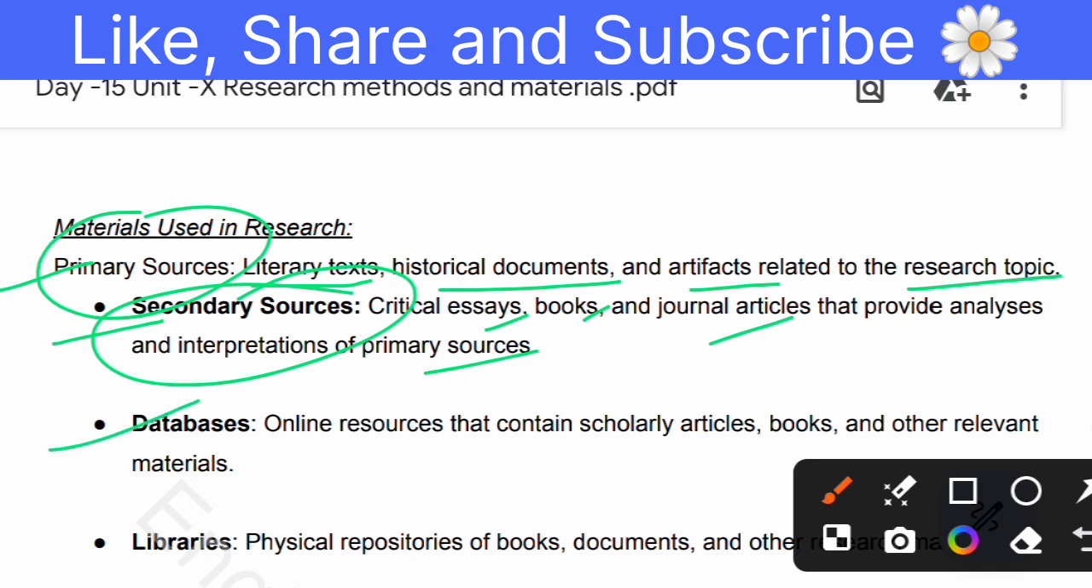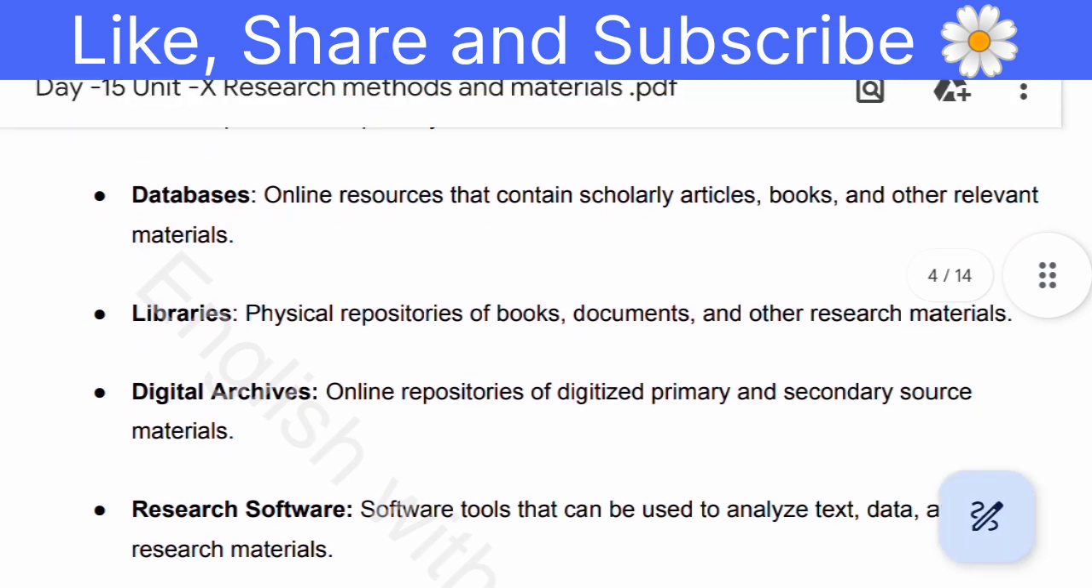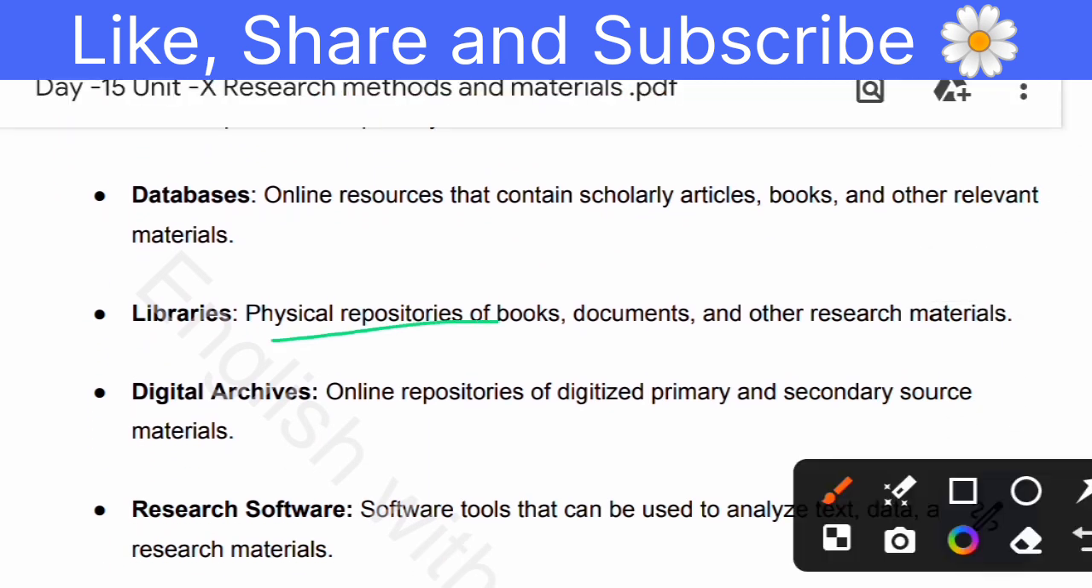Database, what does it include? Online resources that contain scholarly articles, books and other relevant materials. Okay, libraries, that is a physical repository of books, documents and other research materials.